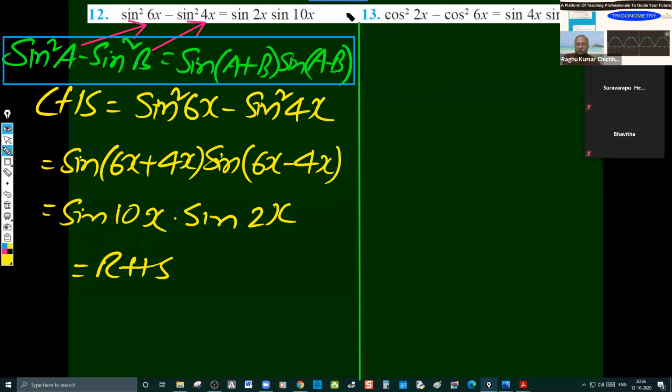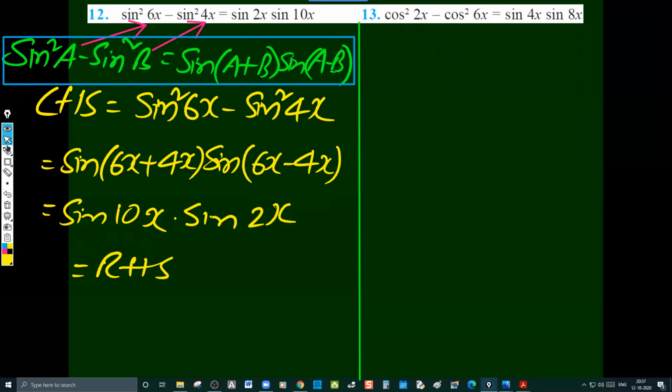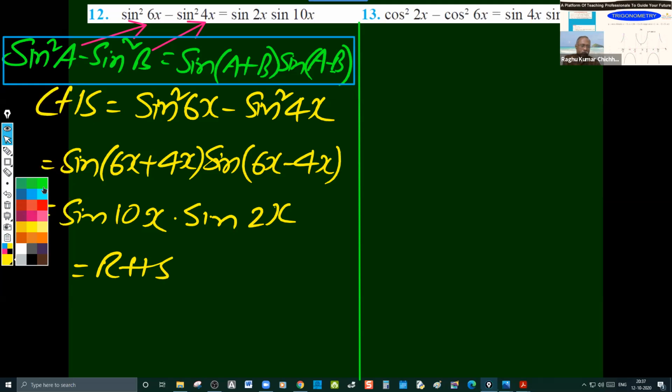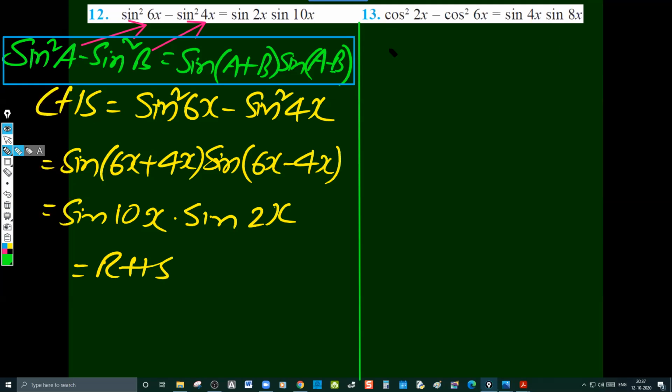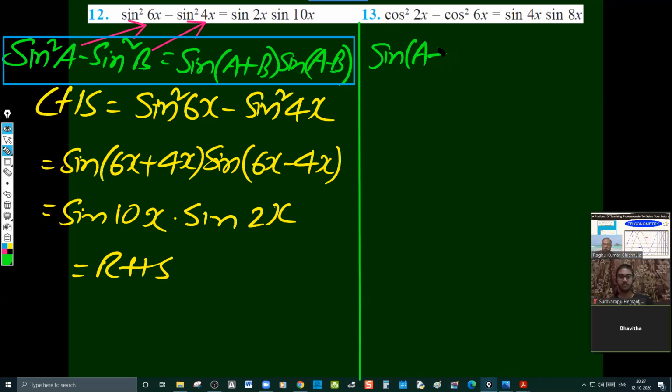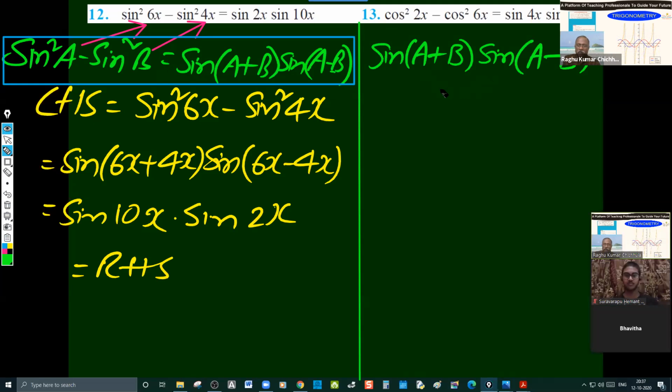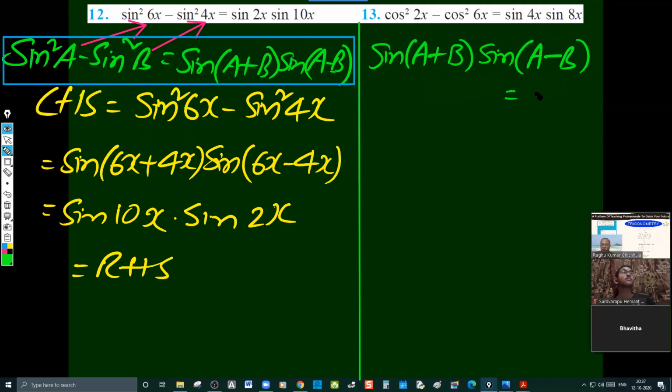Coming to this one. Bhavita, can you tell me the related formula for the 13th question? Sine of (a plus b) into sine of (a minus b). Yeah, tell me both the formulae. Sine of (a plus b) into sine of (a minus b). I wrote one formula here. What is that? Sine square a minus sine square b. That is one formula. What is the other formula? Cos square a minus cos square b.